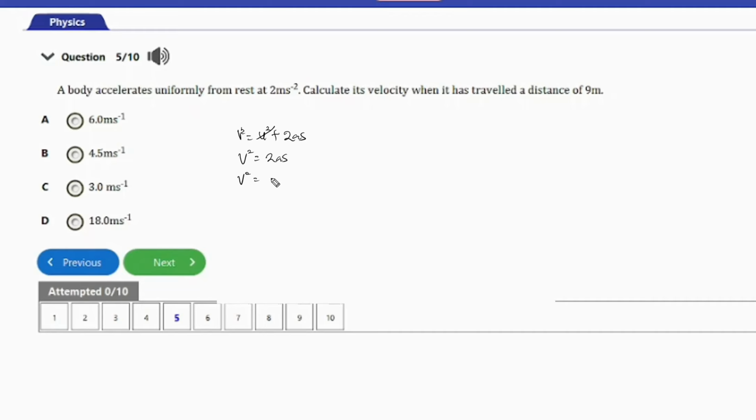So 2as is actually 2 times 9 times 2, and that's 18 times 2. So that's 36. So in that case, v squared is equal to 36. So v alone will be the square root of 36, and that's 6 meters per second. So that's it for this question. Let's go ahead and consider the next question, guys.